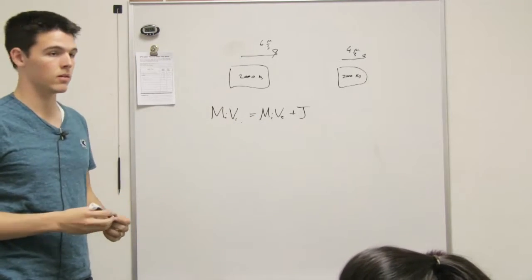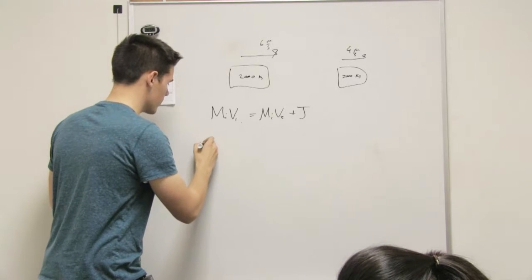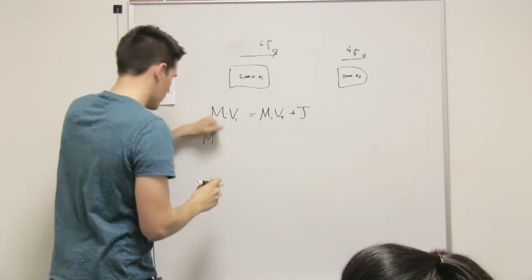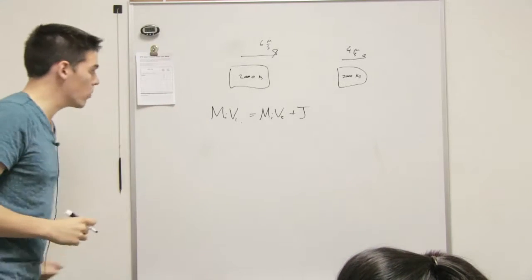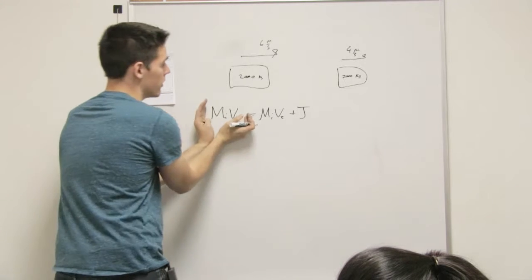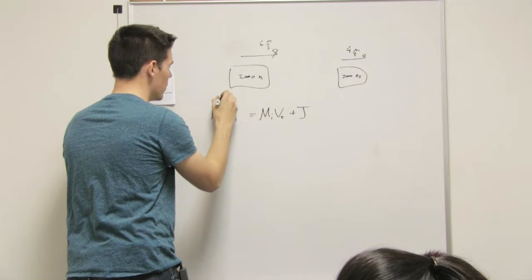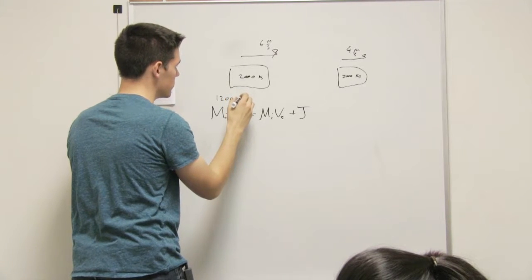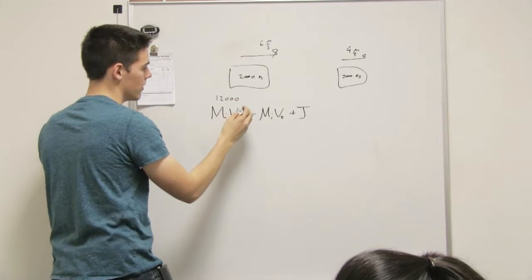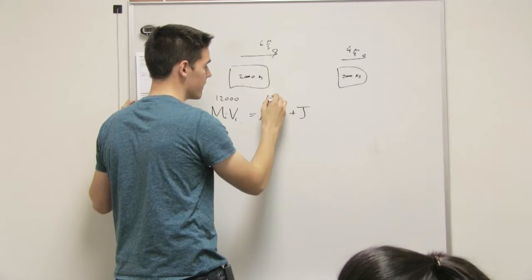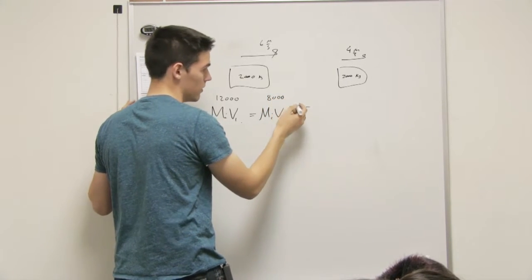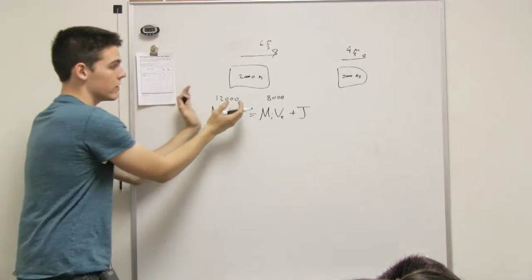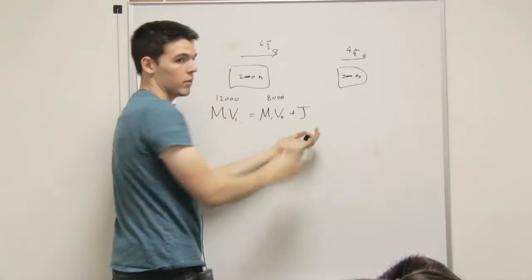Shouldn't it be the opposite though? Well, m times v final is equal to m times v initial, because you want these to be equal. This is going to be 0 kilogram meter per second. And this is going to be 8,000 kilogram meter per second. So for this to be equal to that, you have to have your impulse on this side.